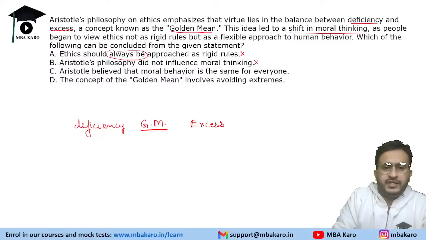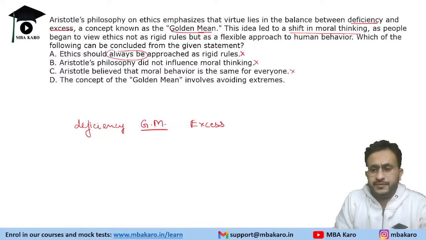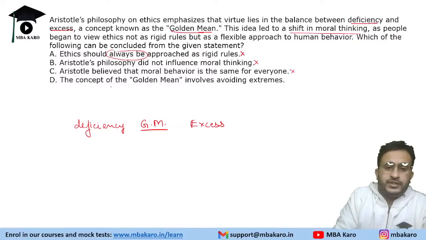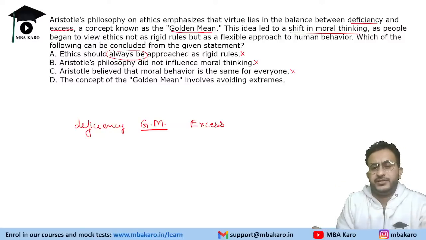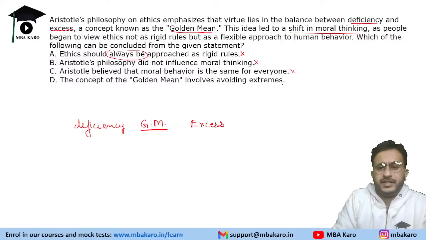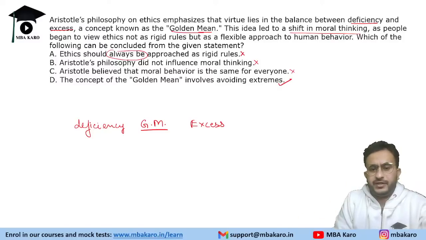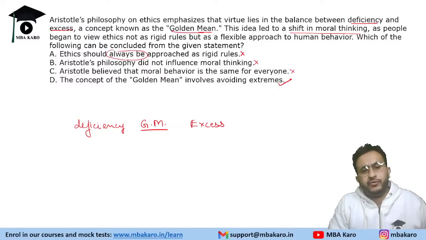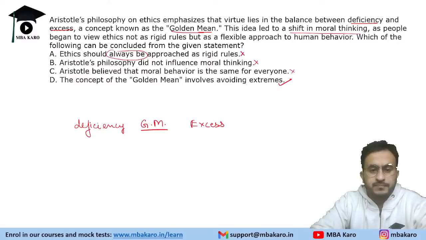Okay, Aristotle believed that moral behavior is the same for everyone. Right? We can't say that it is the same for everyone. Nowhere given. Okay. The concept of the golden mean involves avoiding extremes. That is given here, right? We can conclude this because there is a balance between these two. So, golden mean means that you have to avoid these extremes and stay in between. You do not have to have deficiency, you do not have to have excess. So, it is in between these two things.